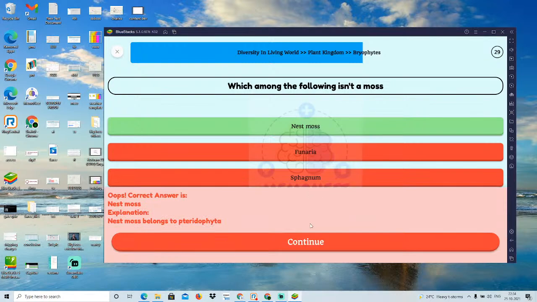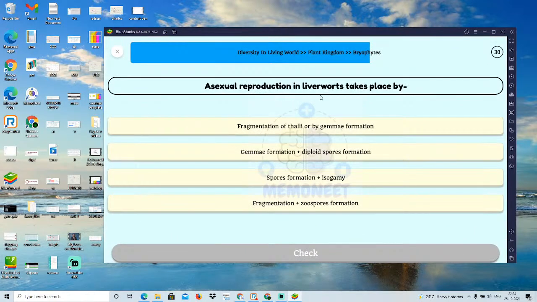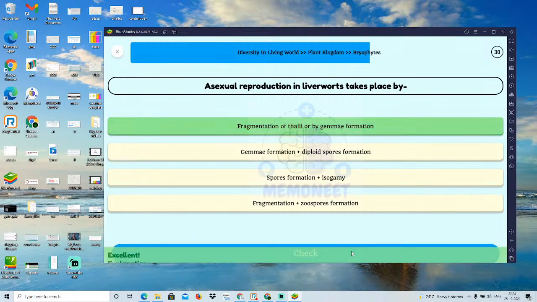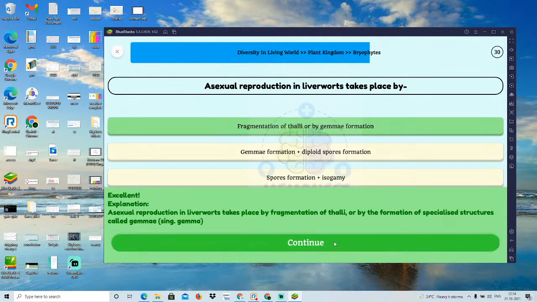Okay, we'll go to the next question. Asexual reproduction in liverworts takes place by fragmentation of thalli or by gemma formation. That's true. Don't get confused.